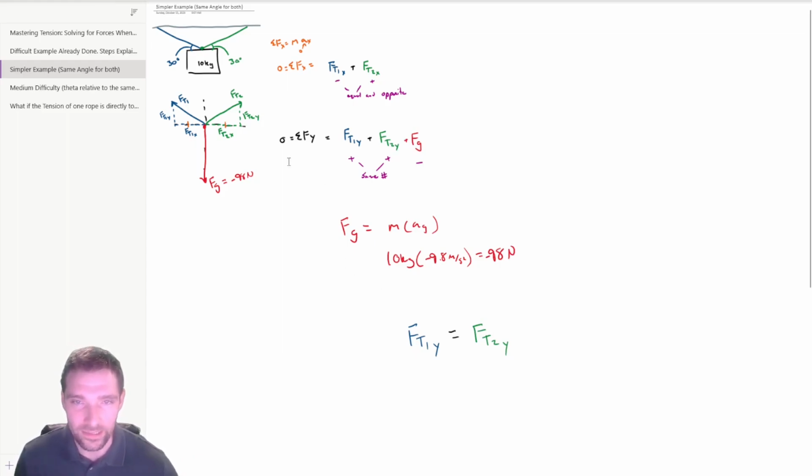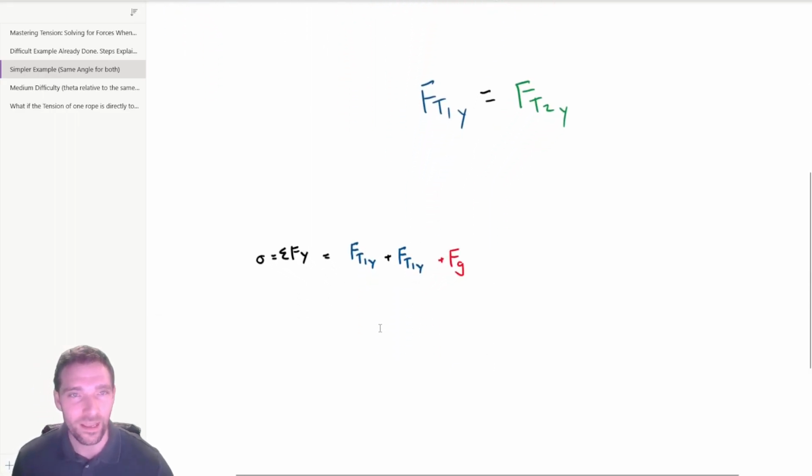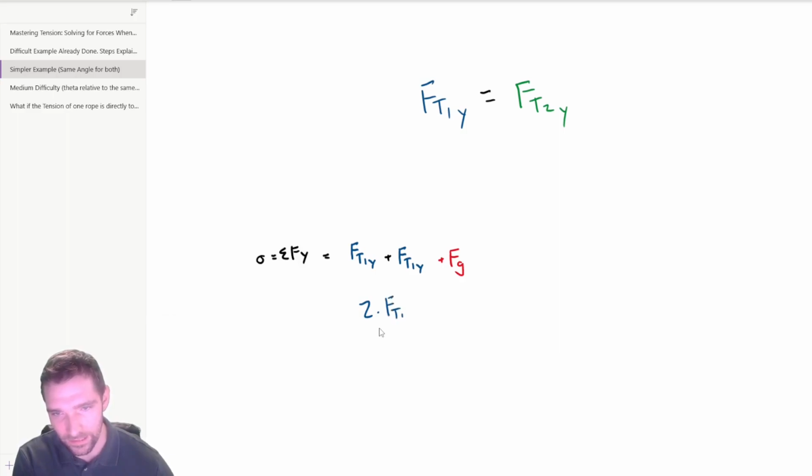So you could do a system of equations trick where you're like, okay, I know that these are going to be equal to each other. So instead of having the same thing here twice, looking a little bit different, I can make them look the same. So I'm adding two of the same thing. And so I've got 2 times that FT1y, and that's going to be equal and canceling out with this F of g, which is the negative number. So this was the negative 98 newtons. These should be adding up to 0.